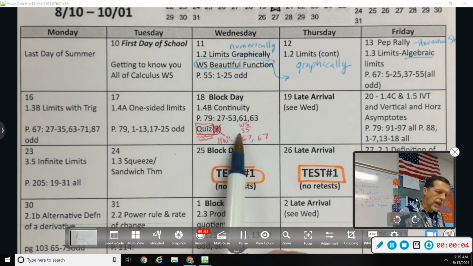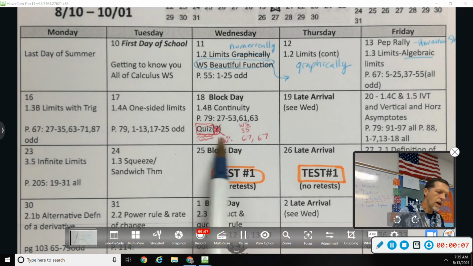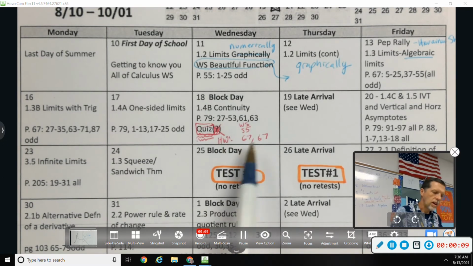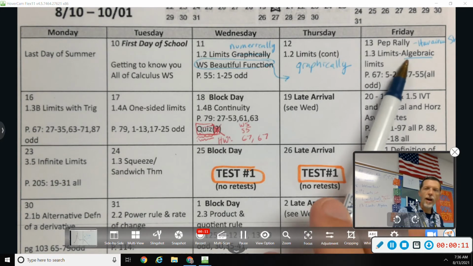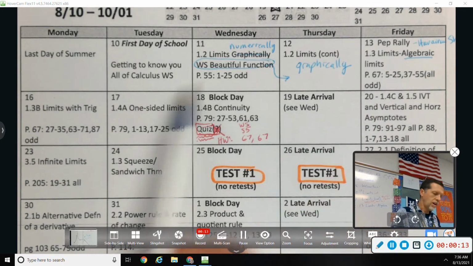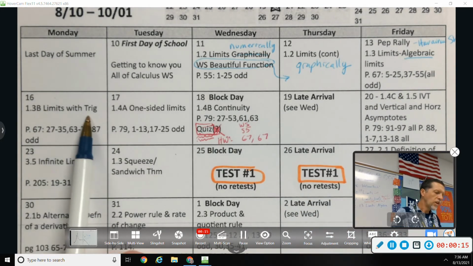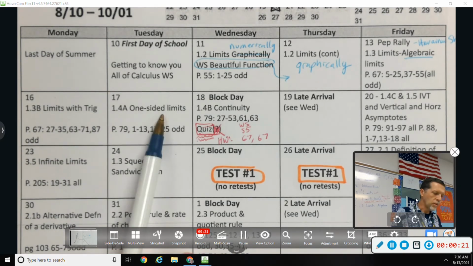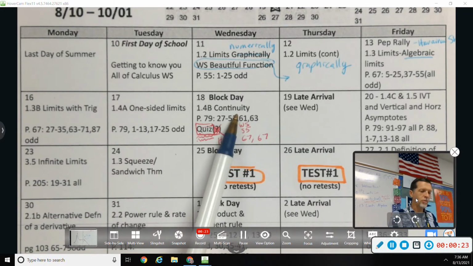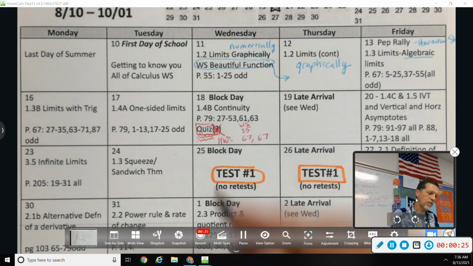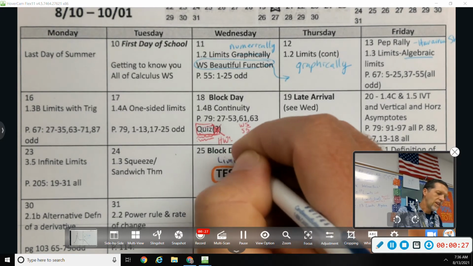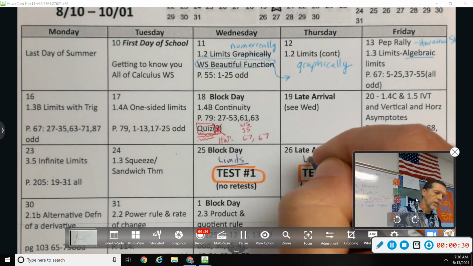So kind of looking ahead, stuff will be due on block day next week. We're going to do some algebra tricks today. Monday, I hope we may have to remind ourselves some unit circle stuff, limit with trig. More limits on Tuesday. Continuity is related to limits. In fact, it's all limits. So the test is really about limits.